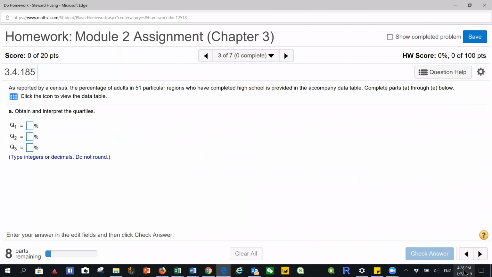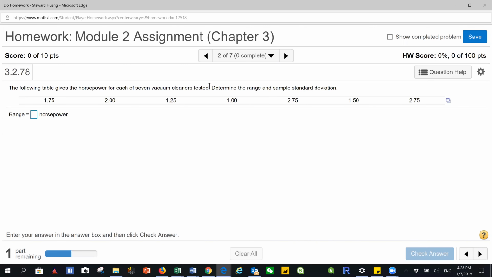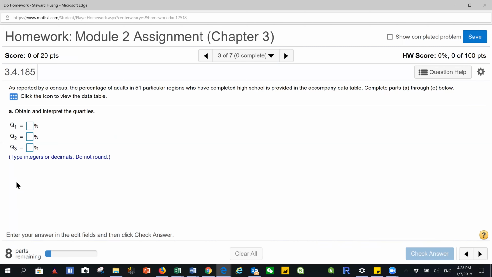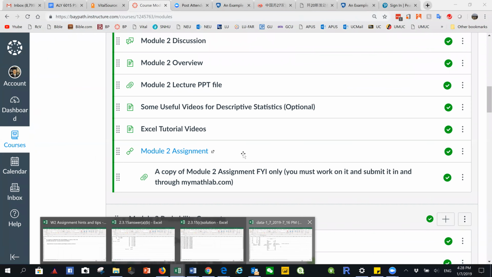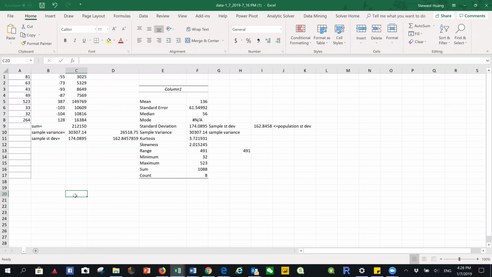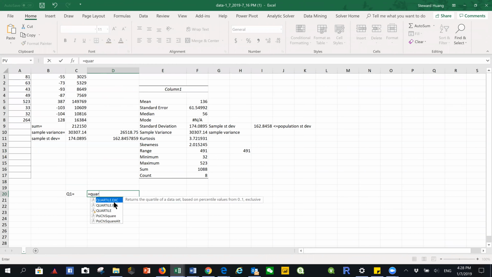And standard deviation, you can calculate all of them, and standard deviation the way I did for the first question. And quartiles, okay, for Q1, Q2, Q3 is the first quartile, second quartile, and third quartile. That means it's the 25th percentile, 50th percentile, and 75th percentile. The way to calculate it is also easy. You can use Excel. Q1 equals what? Use QUARTILE. You see QUARTILE, and QUARTILE.EXC is exclusive.